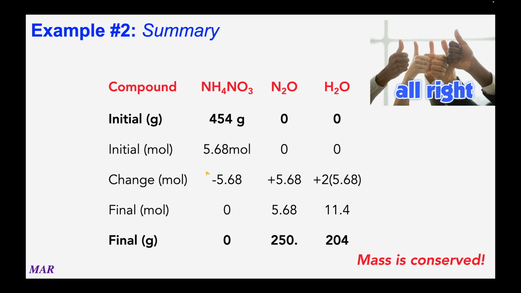By the way, that little dot by the 0 shows that it's a significant number. So that's a 3 sig fig value, 250. If you wrote 250 without the dot, it would be plus or minus 10, 240 to 260 grams. But 250 with a dot would be plus or minus 1, like 249 to 251. That's the sig figs we want. So because the mass that goes in, 454, equals the mass that comes out, 250 plus 204, mass is conserved, and we're not breaking any thermodynamic laws or anything like that. Pat yourself on the back, thumbs up.